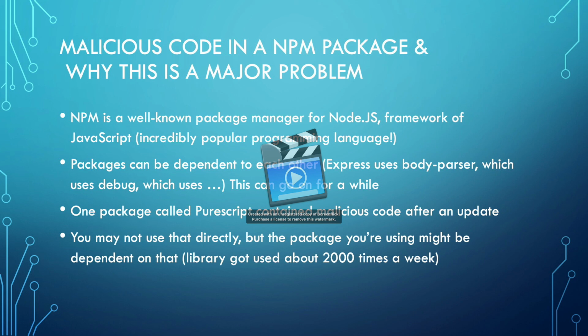And the way this problem arose was that packages can be dependent on each other in Node. So an example is Express can use body-parser, which can use debug, which can use something else, and this can go on for a while. And the problem arose with a package called PureScript, which contained malicious code after an update. Although it wasn't anything to extract information or credit card or master key or something like that, it still showed that malicious code can be inserted into an update. So you might not use PureScript directly, but the package you're using can depend on it. And PureScript got used about 2,000 times a week.